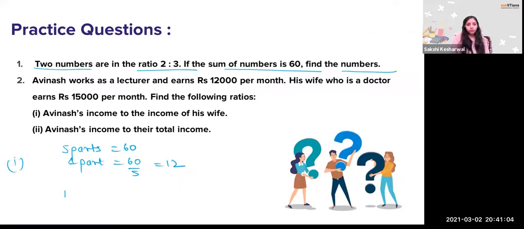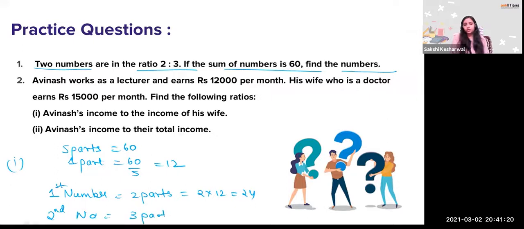So the two numbers. Number one will be how much? Two parts, right? Which is equal to 2 into 12, which is equal to 24, right? That is the first number. And what is your second number? Three parts. So which is equal to 3 into 12, which is equal to 36, right? So now this is the B part. Let's do the second question.